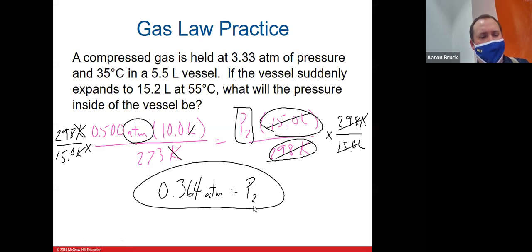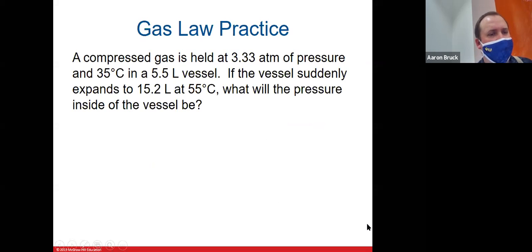All right, let's do another. I've got compressed gas held at 3.3 atmospheres of pressure and 35 degrees Celsius here in a 5.5 liter vessel. If the vessel were suddenly to expand to 15.2 liters at 55 Celsius, what would the new pressure inside the vessel be?